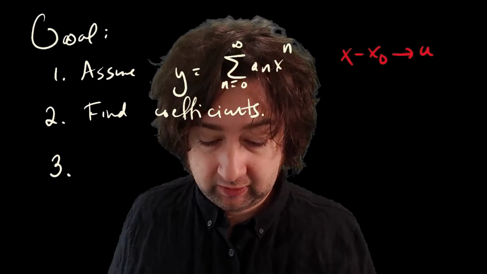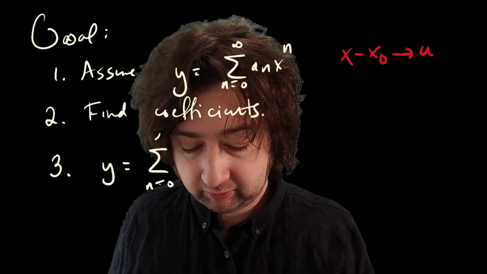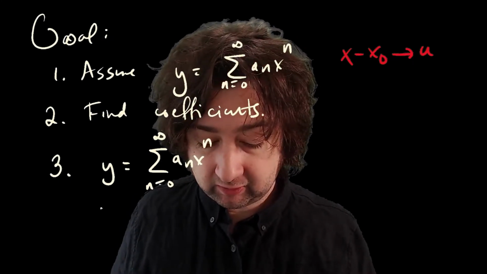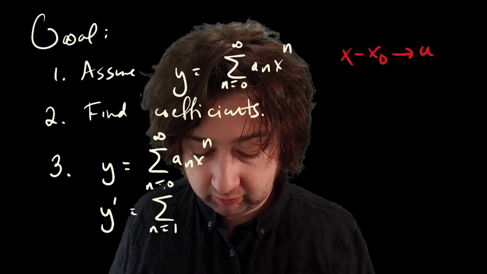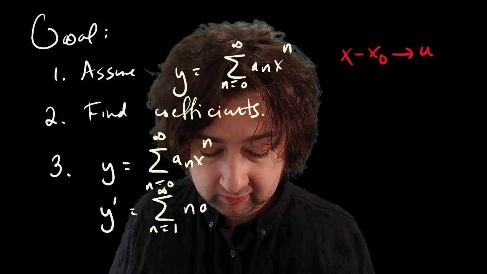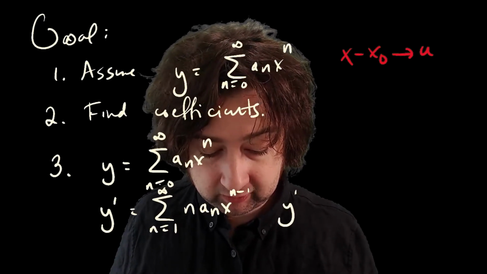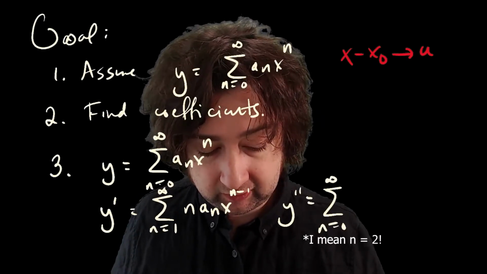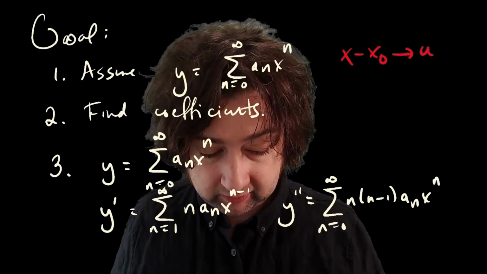So we need to remember that if y is equal to the sum from n equals 0 to infinity of a_n x to the n, that typically what we write down is that y prime is equal to the sum from n equals 1 to infinity of n a_n x to the n minus 1, and that the second derivative we write down as the sum from n equals 0 to infinity of n times n minus 1 a_n x to the n minus 2.